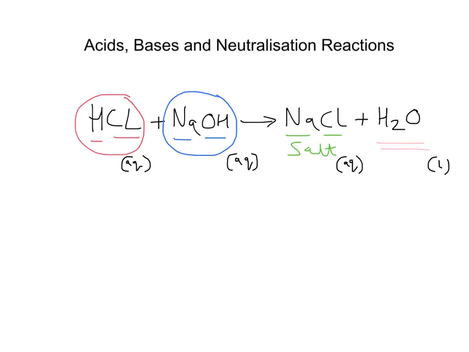Now these are the state symbols. S is for solid, L for liquid, G for gas, and AQ is one that often many of my students haven't heard of before. This is aqueous. I'll just put the word here. And it means dissolved within water.